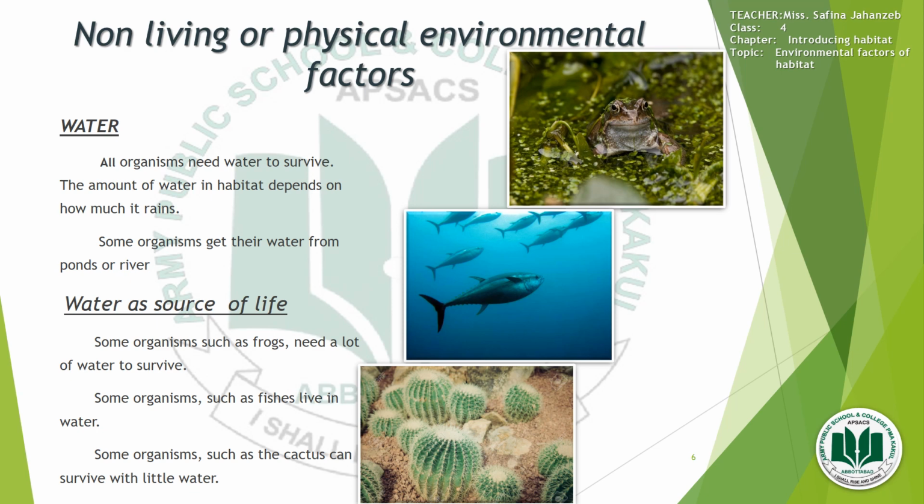The amount of water in a habitat depends on how much it rains. Some organisms get their water from ponds or rivers. Now we will see water as a source of life. Some organisms, such as frogs, need a lot of water to survive. Some organisms, such as fishes, live in water.